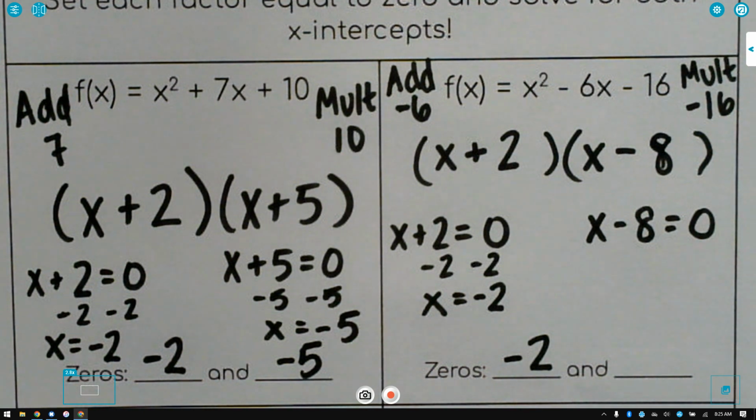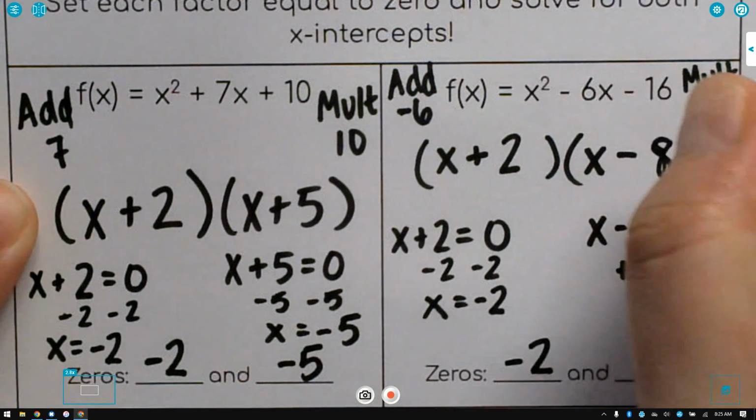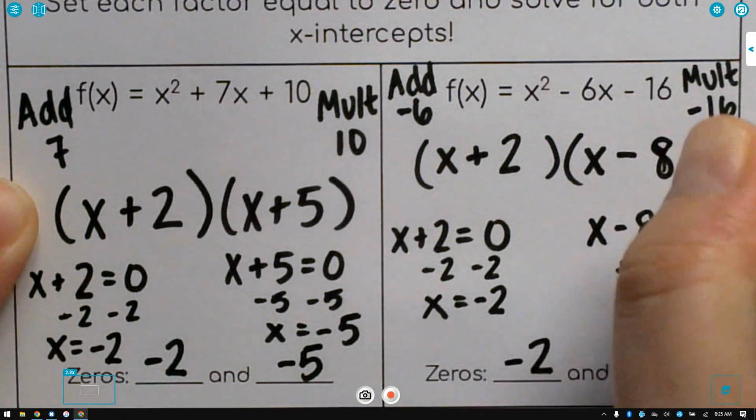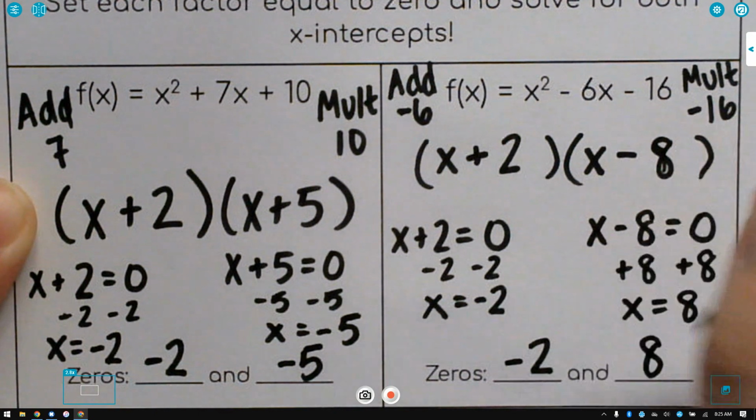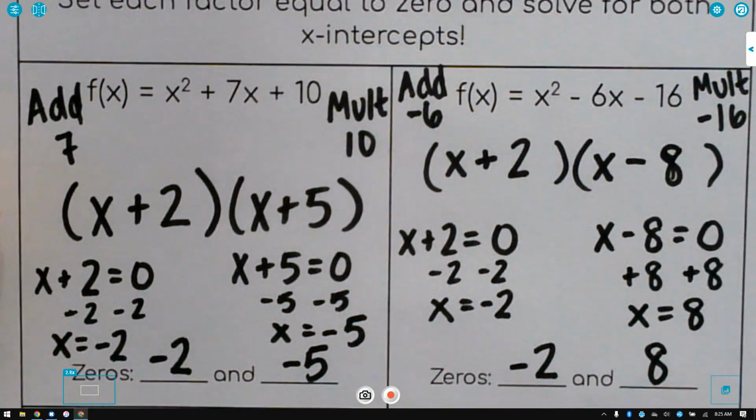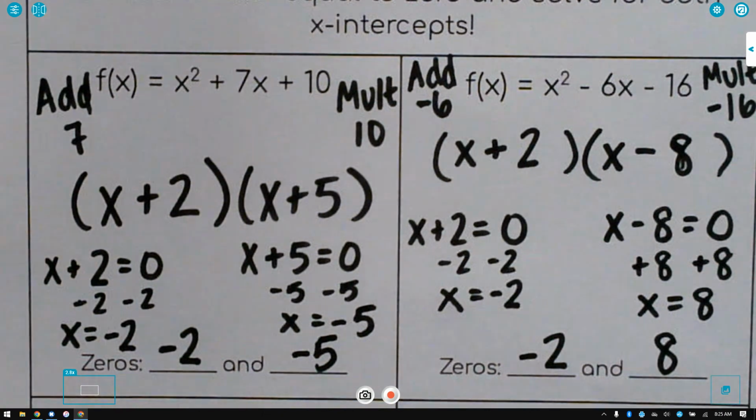Okay. And then for x minus 8 equals 0, we will add 8 to both sides. And we'll get x equals positive 8. So sometimes both of our zeros will be negative, sometimes they'll both be positive, sometimes they'll be one positive, one negative. Kind of just depends on the problem.